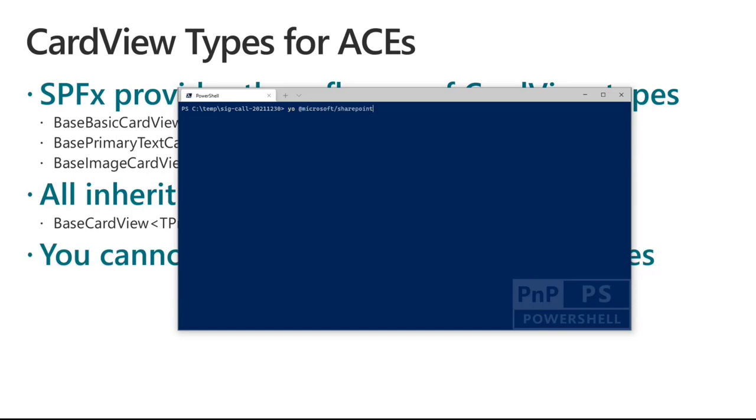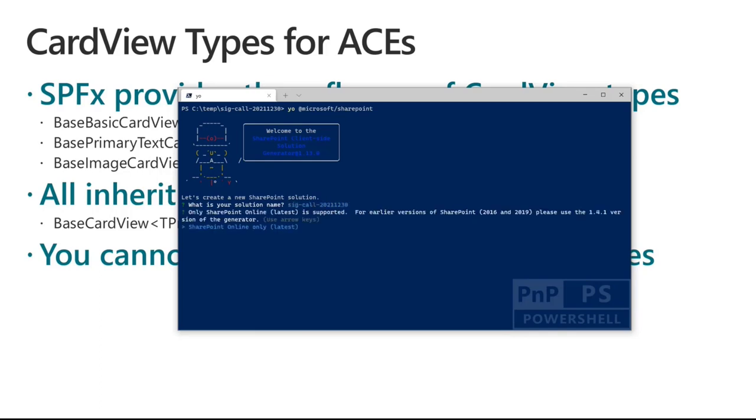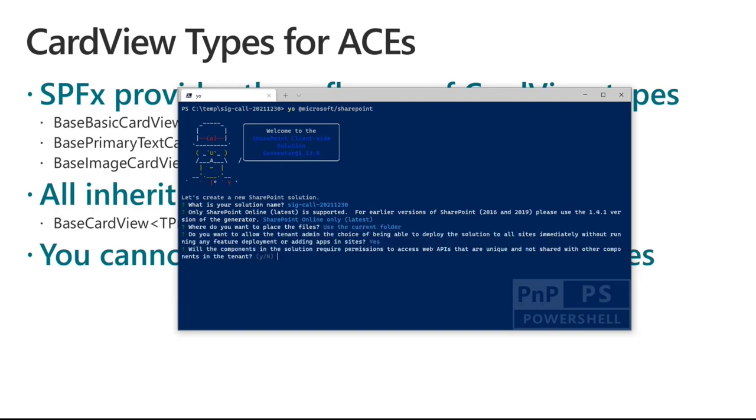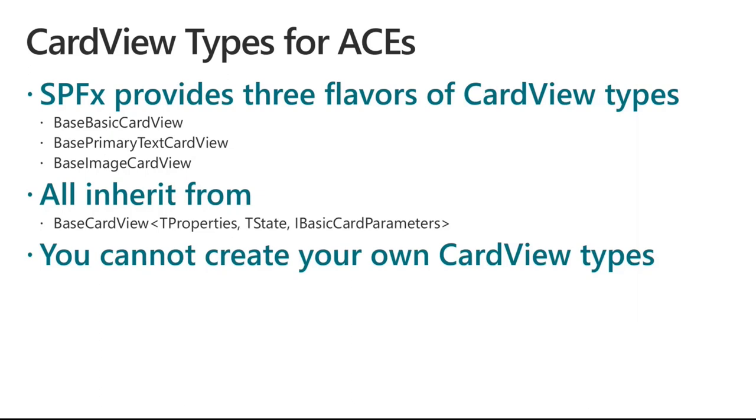Well, when I create a new SharePoint framework solution in order to create an adaptive card extension using the Yeoman generator, as we saw a couple of weeks ago in the previous demo about the adaptive card extensions, we choose the solution name, we target SharePoint online, we can target the current folder, we can make the solution tenant-wide available, and eventually we can use isolated permissions, and then we can choose what kind of component we want to create. And when we select adaptive card extension, here we see three different options. As you see, basic card, primary text, and image card. So now let me dig into each of them and let me explain you what the main capabilities and features are for each of them.